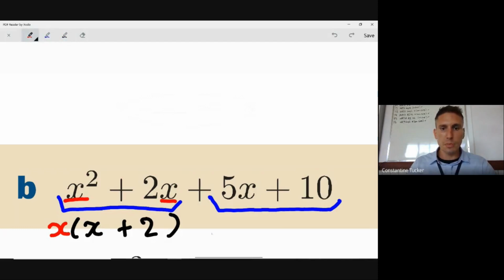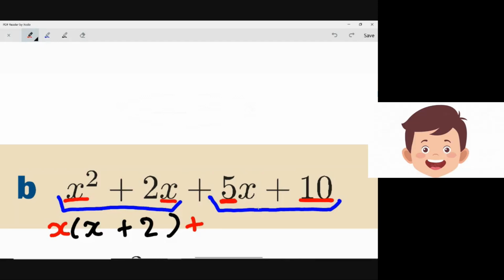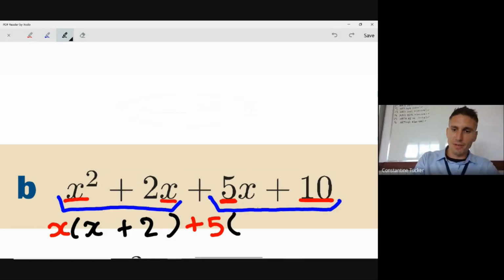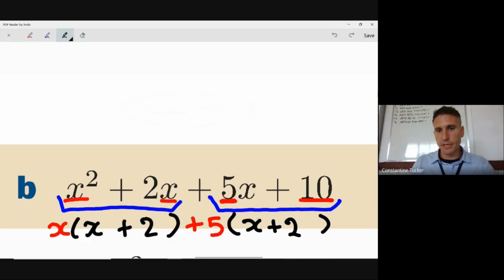Let's move on to the next bit, and let's say that this is going to be plus. Now, what do we have in common here between 5x and 10? What is the common factor here? 5. Exactly, 5 would be the common factor. Then it would be 5 outside the brackets and then the x plus 2 inside, because 5 times x gives us 5x, and then 5 times 2 gives us 10.